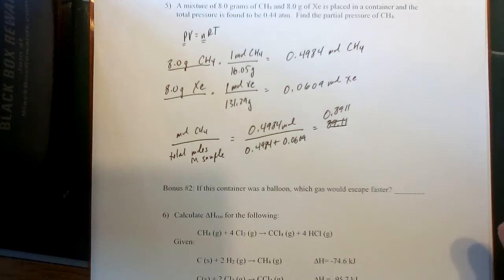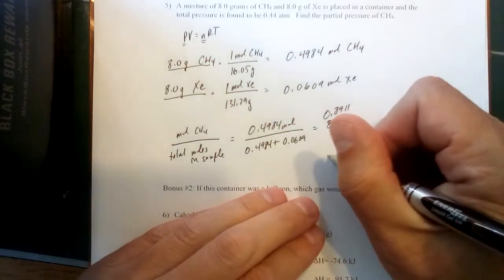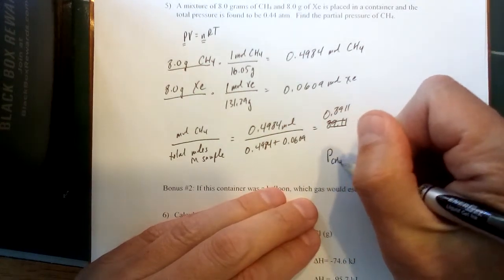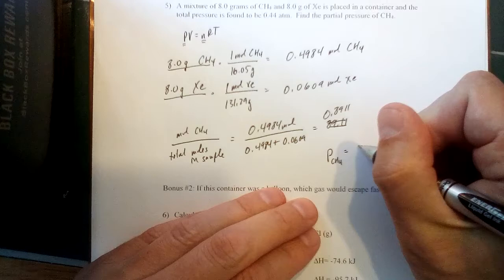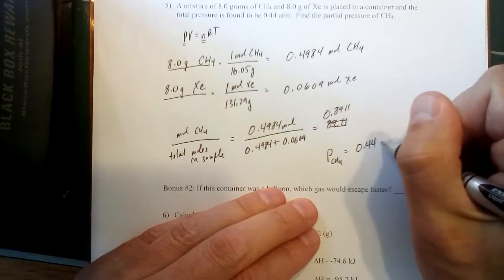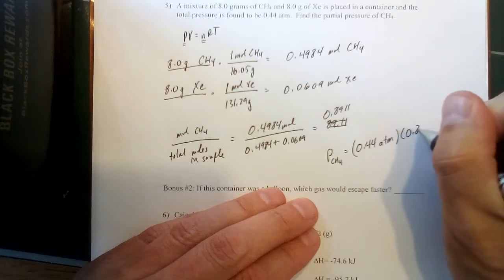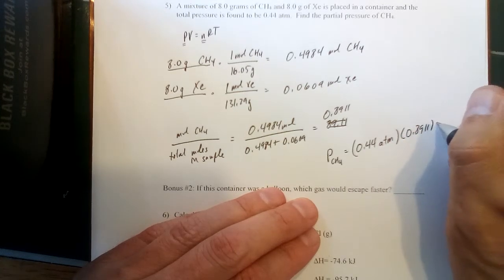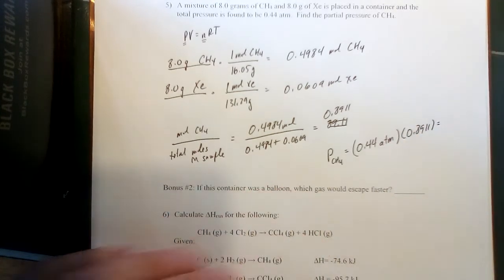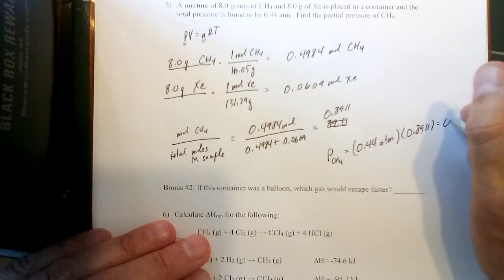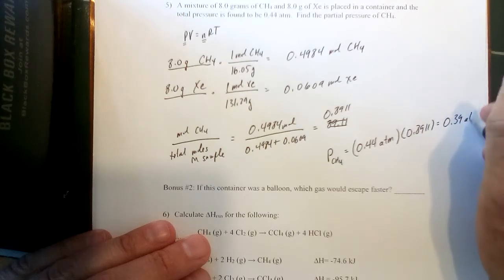And if it makes up 89.11% of the sample, it's going to make up 89.11% of the pressure. So the partial pressure from methane gas is going to be the total pressure given in the problem, 0.44 atmospheres, times 0.8911. And this we do want to be two significant figures. So that would be, to 2 sig figs, 0.39 atmospheres.